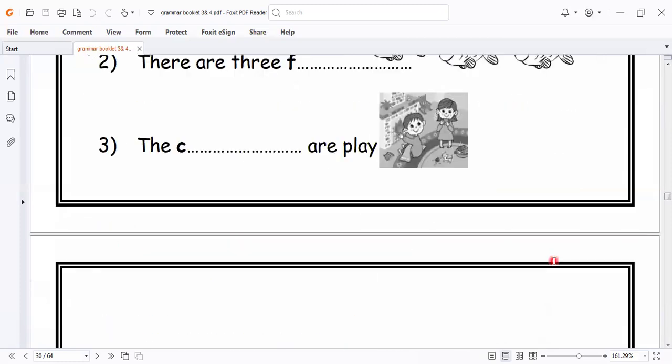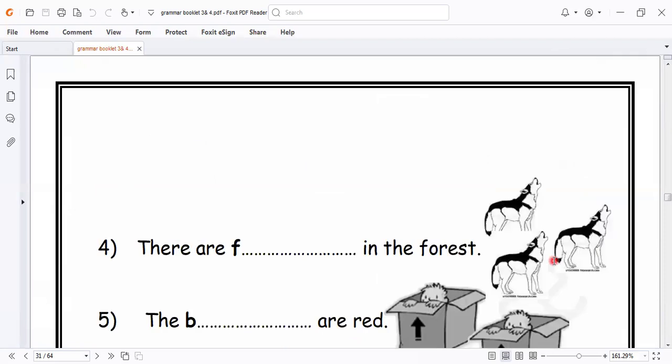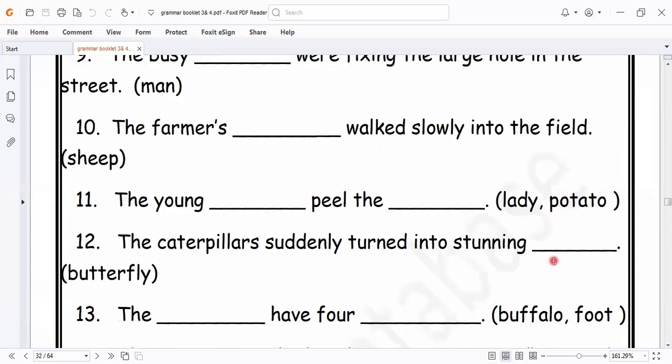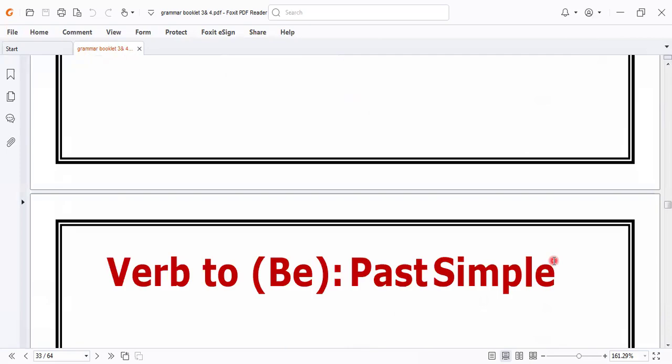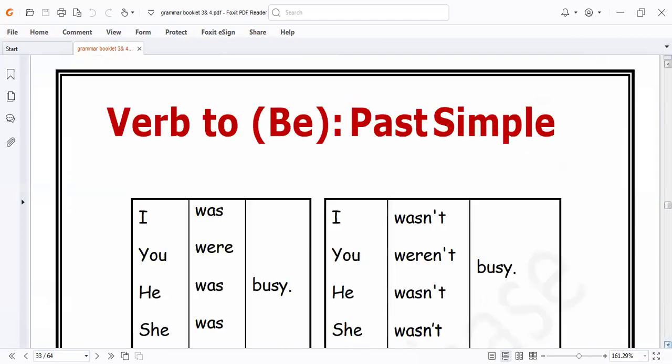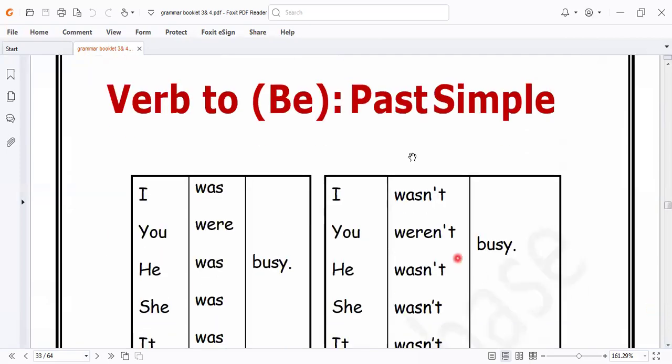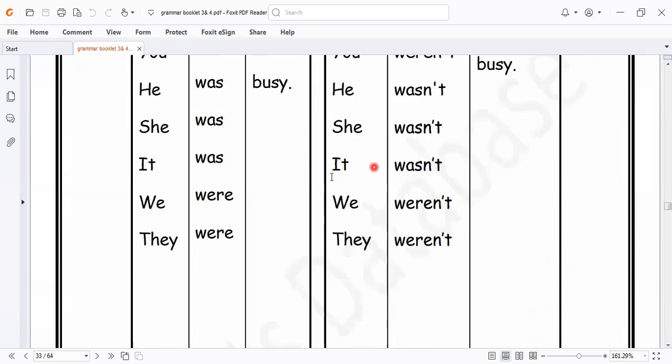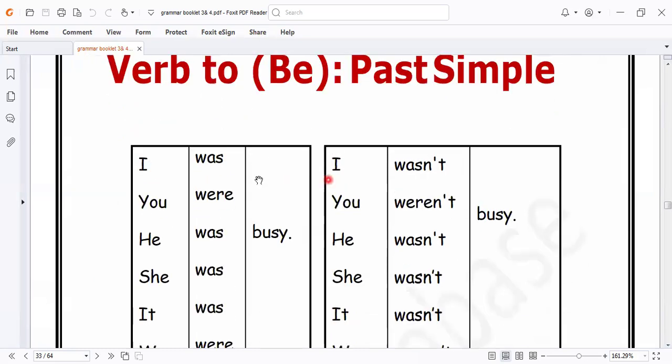I told this before, and I think you answered during the videos that I explained. I will do a quick revision today to remember what I told. Here we have the past simple form of the verb to be. It will be was and were.